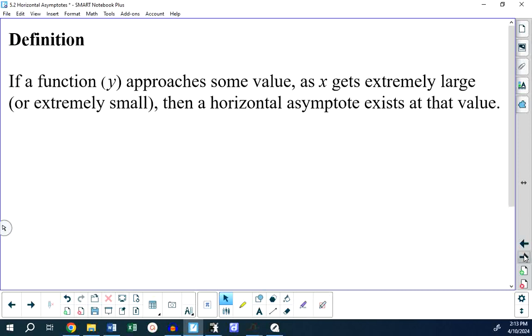To begin with, here is the definition of why we get a horizontal asymptote. If a function, which is y, if f of x or y approaches some value of y as x gets extremely large or extremely small in either direction, so when I say extremely large, I mean x is approaching infinity. And when I say extremely small, I'm talking about the true nature of numbers. Extremely small is negative infinity. Talking about number line descriptions. Then a horizontal asymptote exists at whatever that value is that y is approaching.